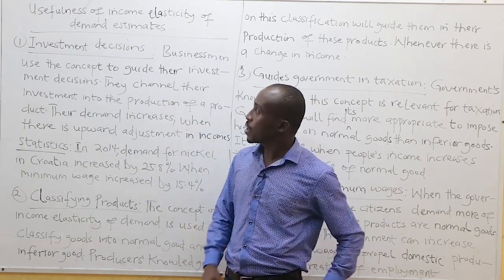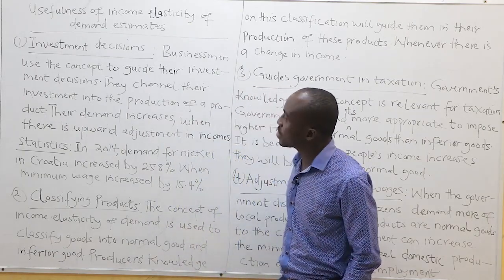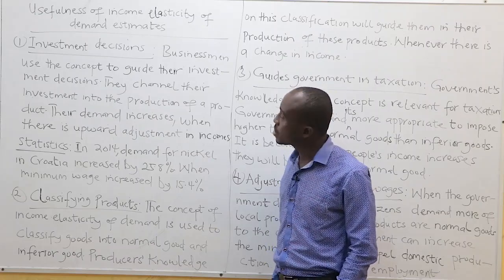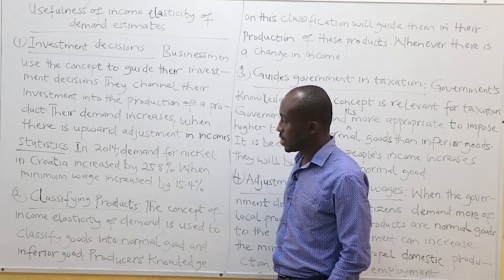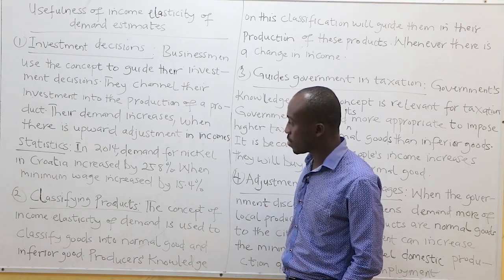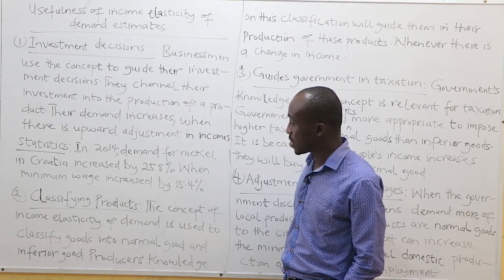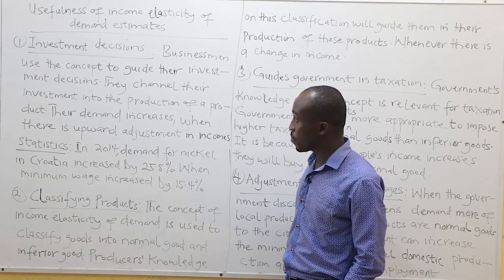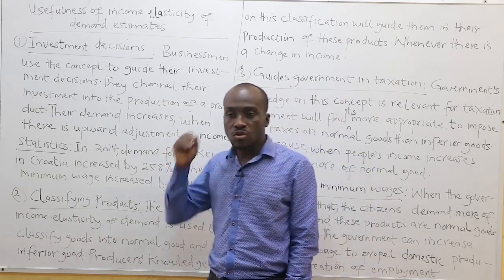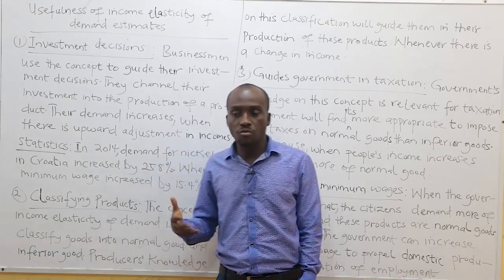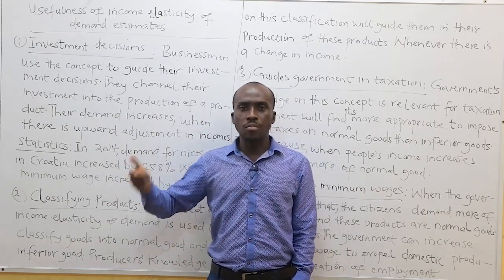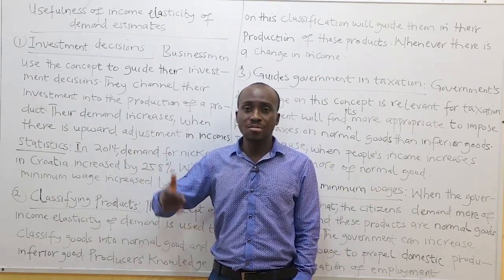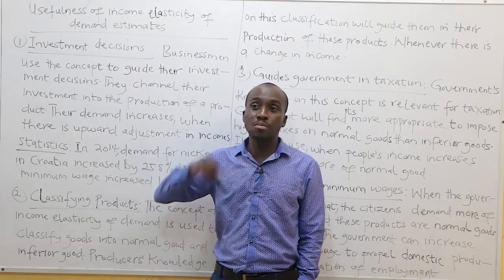Number one, investment decisions. Businessmen use the concept to guide their investment decisions. They channel their investment into the production of a product whose demand increases when there is an upward adjustment in incomes. Starting in 2014, demand for nickel in Croatia increased by 25.8% when the minimum wage increased by 5.4%. So if I'm an investor, one of the things I'll look for is normal goods. So that when I hear that the government is going to increase the minimum wage, I'm convinced that people will buy my product.